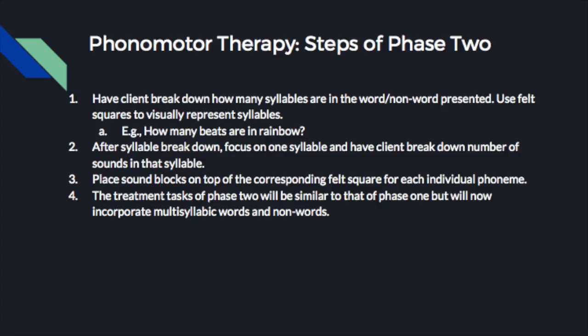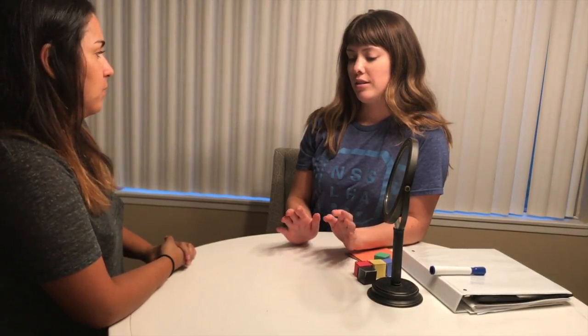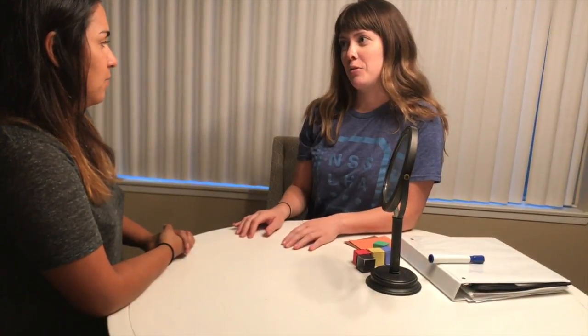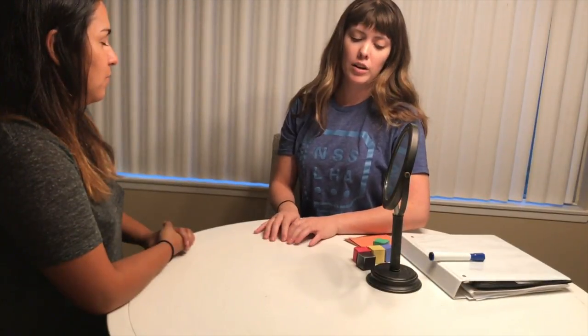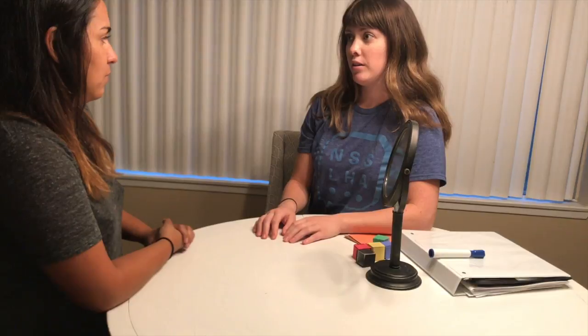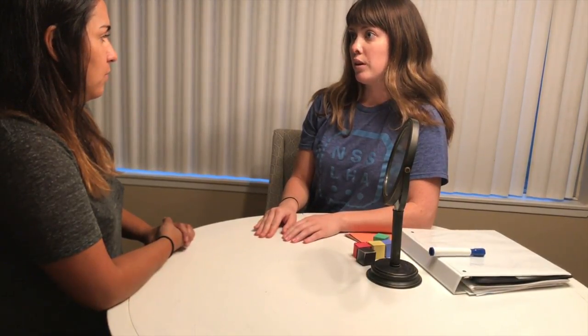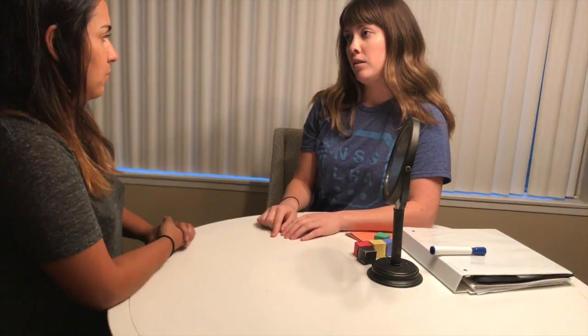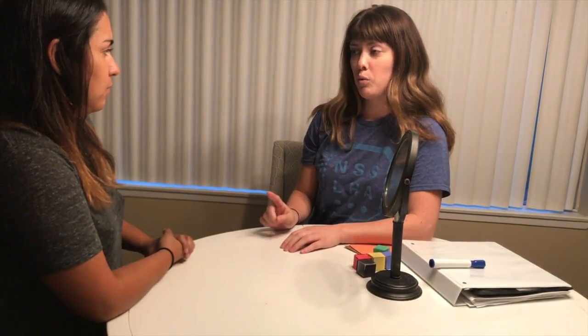The treatment task of phase 2 will be similar to that of phase 1, but will now incorporate multisyllabic words and non-words. So now that we've already worked on your sounds by themselves and sounds in just 1 syllable words, we're going to make it a little bit harder and do 2 syllable words. So first I want to practice the beats that we practiced earlier. All of our words earlier had 1 vowel. That means it was only 1 beat. Like dog, dog has 1 beat in it. So now we're going to listen to words that have more than 1 beat.